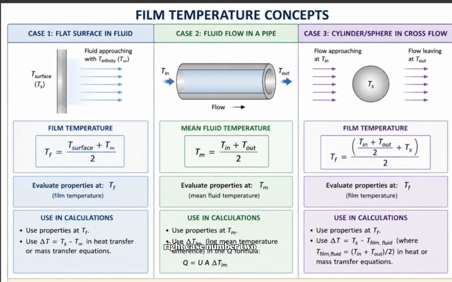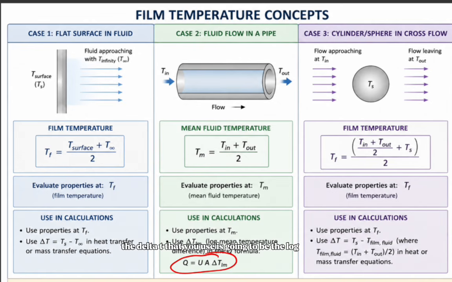Case number 2. You've got a fluid that is entering a pipe and leaving on the other side. The value at which you will interpolate the fluid properties, let's say for your Reynolds number calculations, is this: Tm is the inlet temperature plus the outlet temperature, all divided by 2. But for your delta T in the formula, you can see the formula here at the bottom.